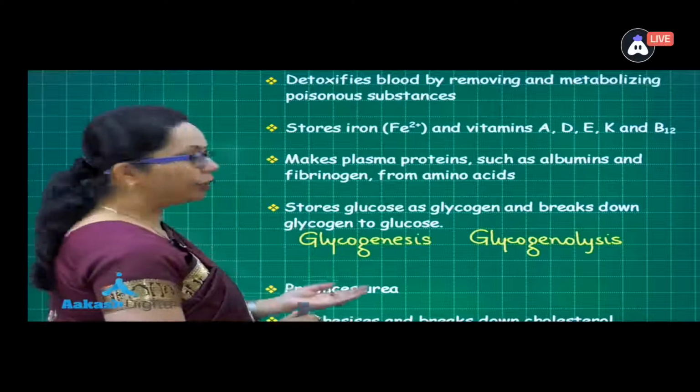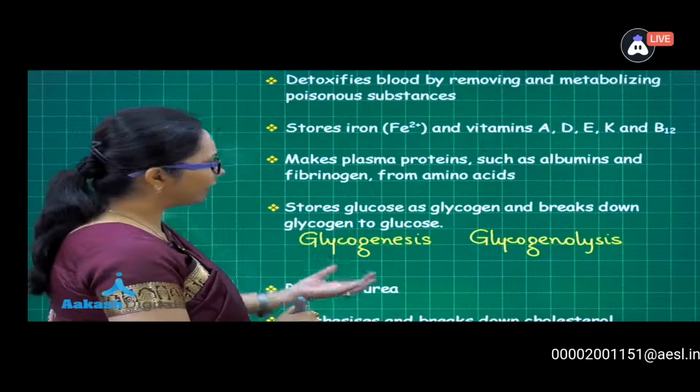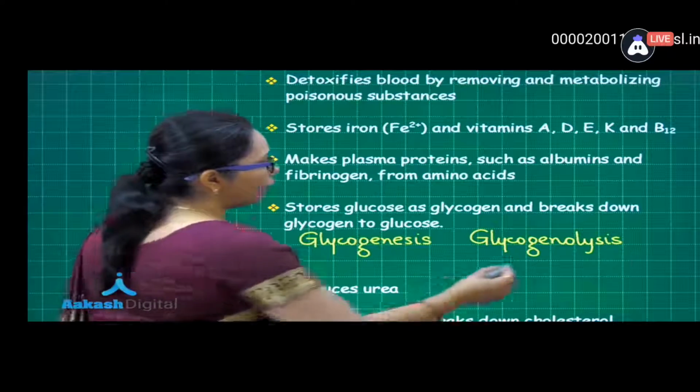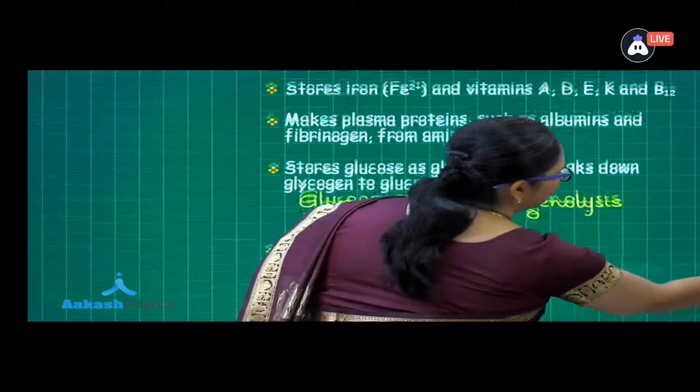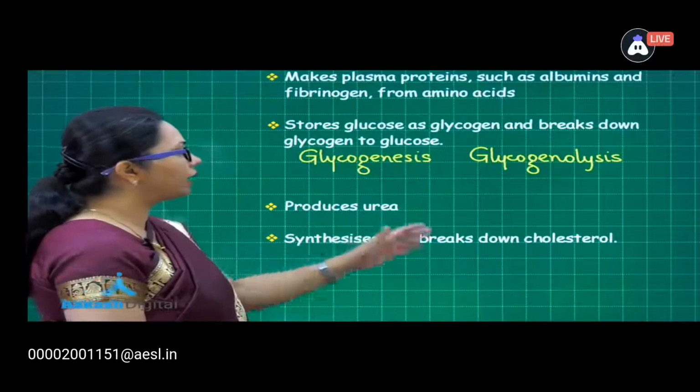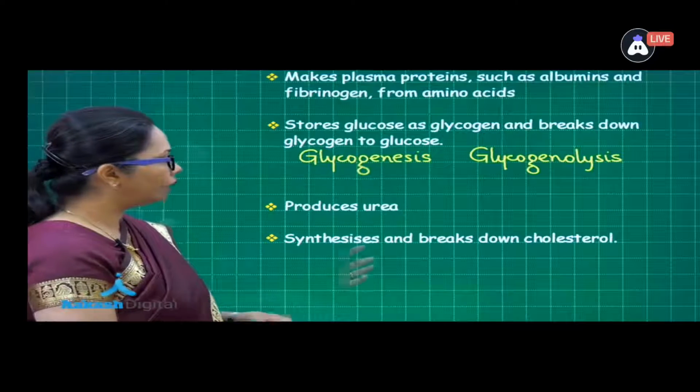Then of course it produces urea. So whatever excess amino acids are there, those will be broken down to urea, which is a waste that is ultimately eliminated by the kidneys. Then it synthesizes and breaks down cholesterol.